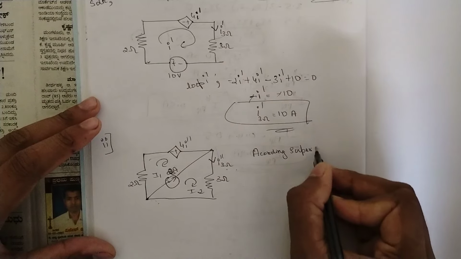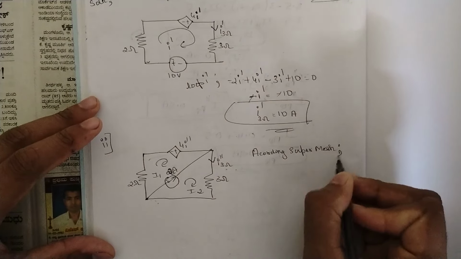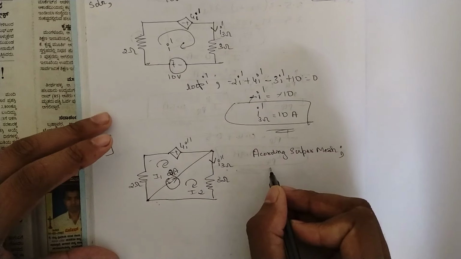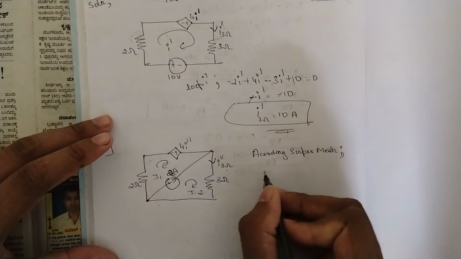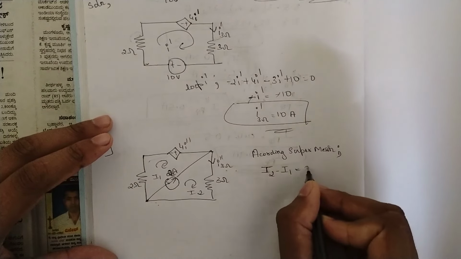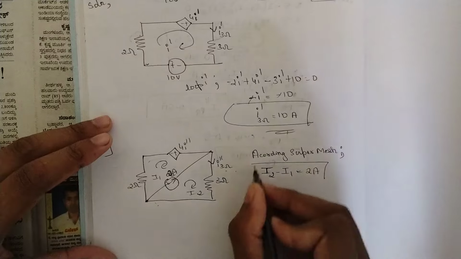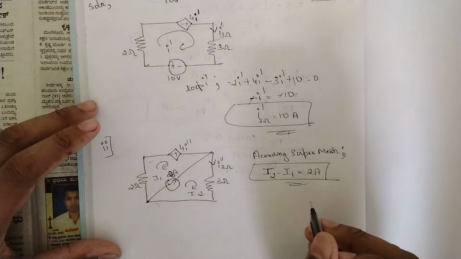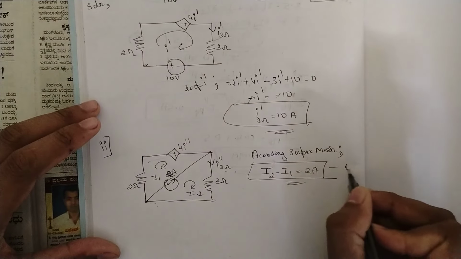According to the super mesh, one relation we would be obtaining, that is, this 2 ampere current is there, right? That is I2 minus I1 is equal to 2 ampere. This is one relation we are obtaining, that is according to super mesh, right? So name that as equation 1.